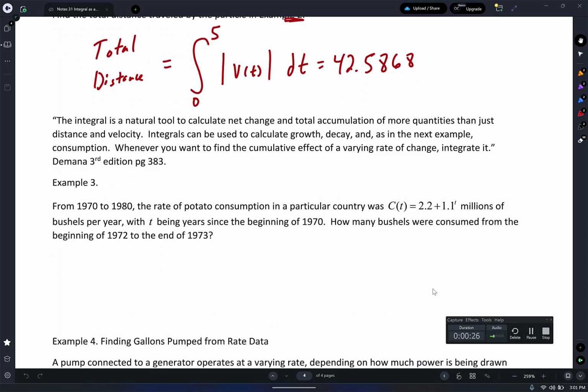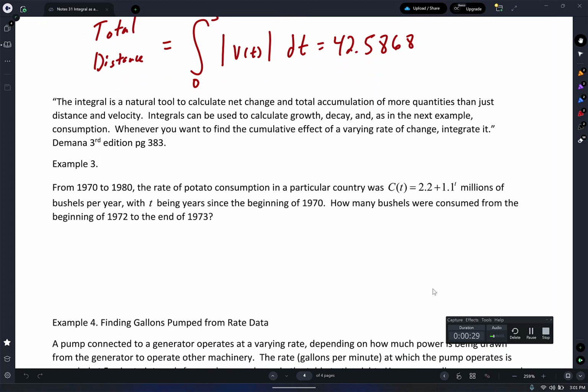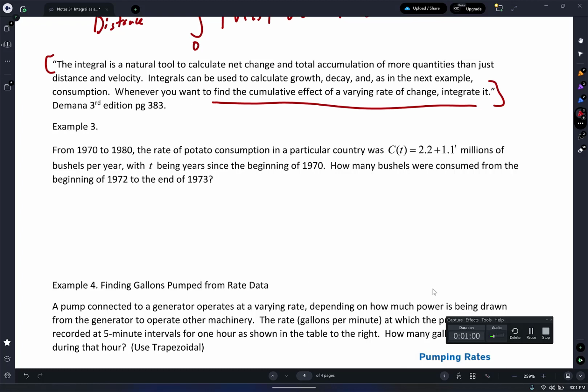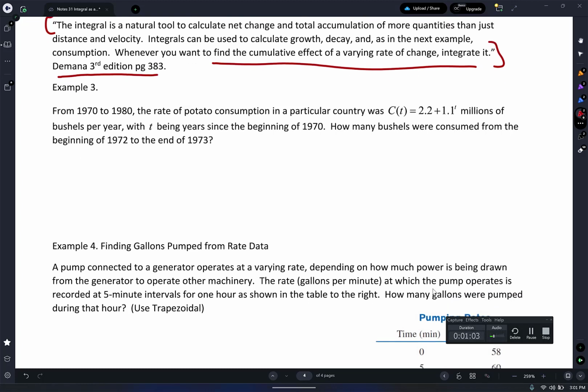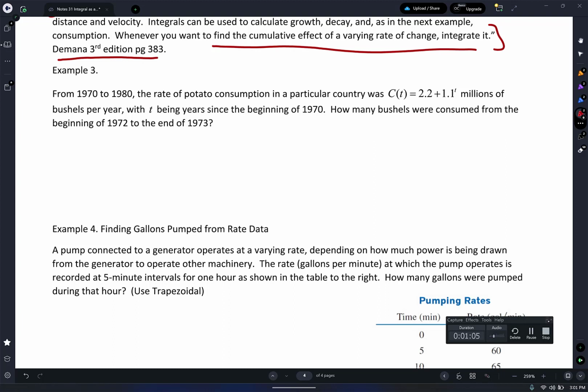All right. Here we go. We're going to read all this stuff that it says here. It says, the integral is a natural tool to calculate net change and total accumulation of more quantities than just distance and velocity. Integrals can be used to calculate growth, decay, and as in the next example, consumption. Whenever you want to find cumulative effects of varying rate of change, integrate it. Demand on 3rd edition, page 383. I don't remember if I added this last part, or if I wrote it verbatim. But it comes from your textbook, page 383. That's the textbook that we should be using.